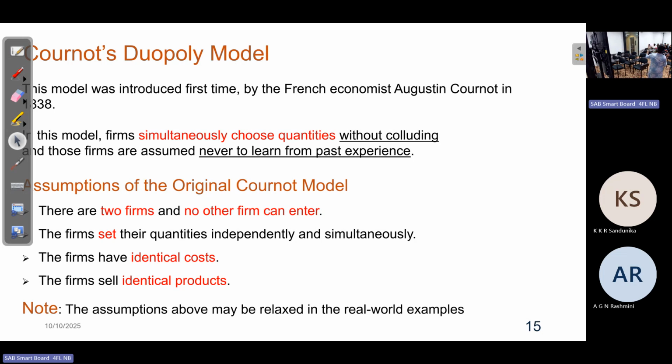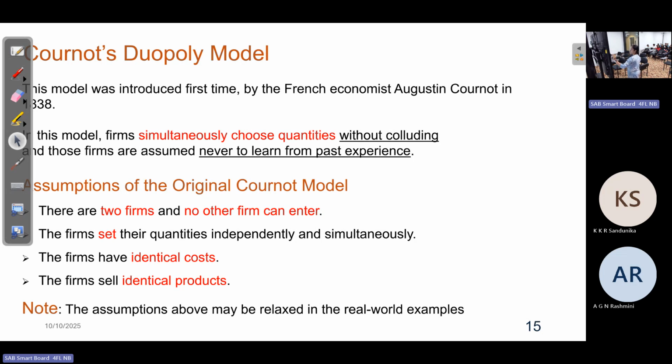Let's suppose now the firms A and B both decide some quantities and make a loss. Then again, it doesn't matter. They will never learn from past experience. We assume that the way they react next time does not change, right?